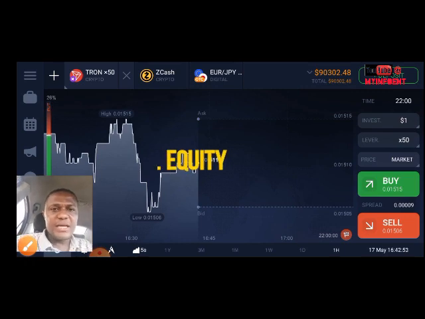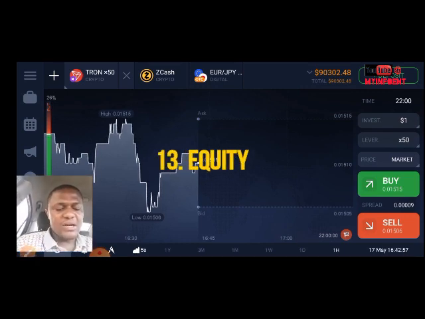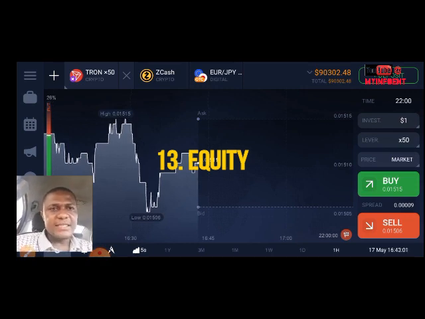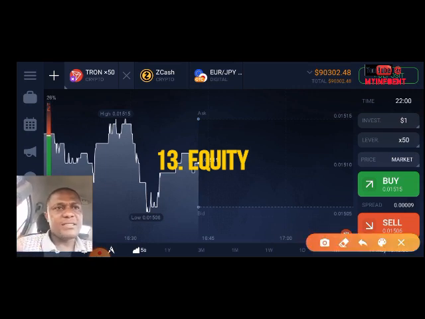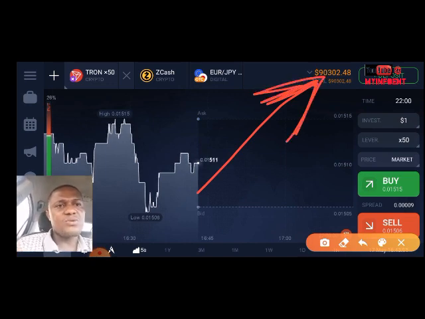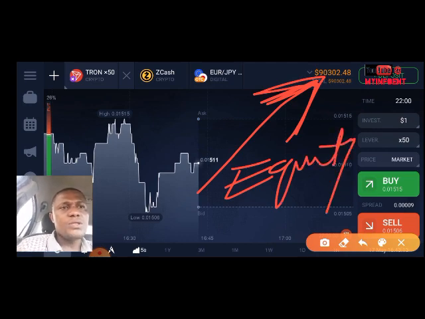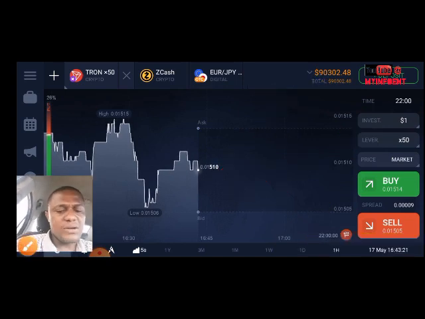Then the next one is equity. What is equity? Equity is the current value of your trading account. If you look at this, the total amount in my Forex account is my equity. So now you understand that equity is the total amount in your Forex account.